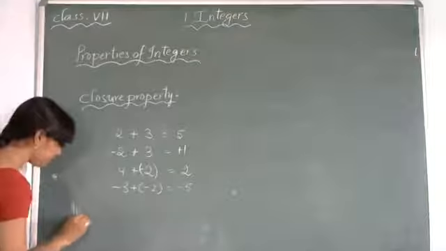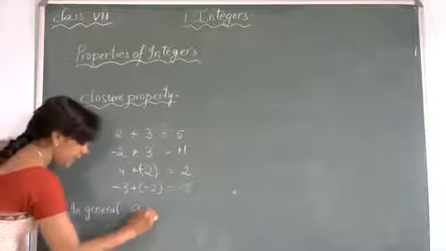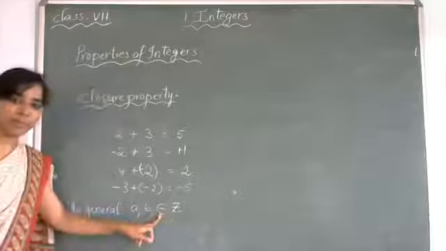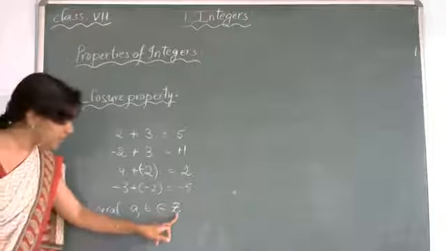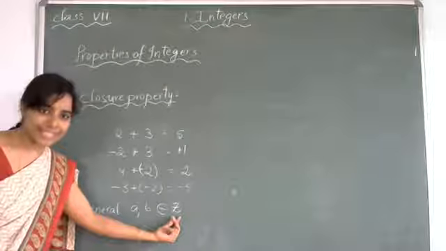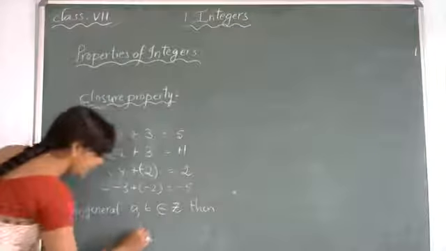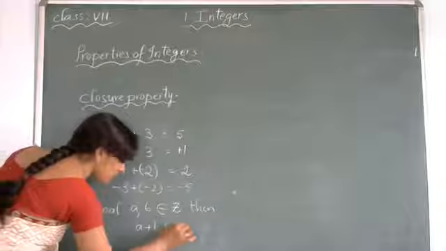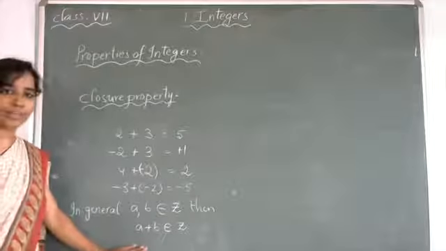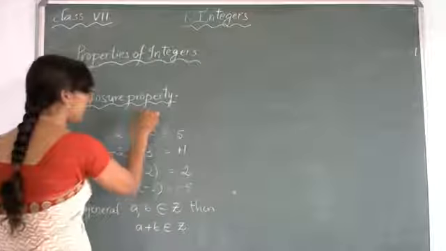So what is the general form of the closure property? In general, a, b are integers, belonging to Z. This is the symbol for belongs to. Z means integers. So a, b are from Z, that means integers, then a plus b is also an integer. This is the general form of the closure property under addition. So we have discussed addition.